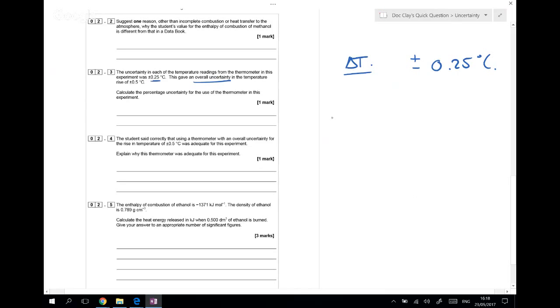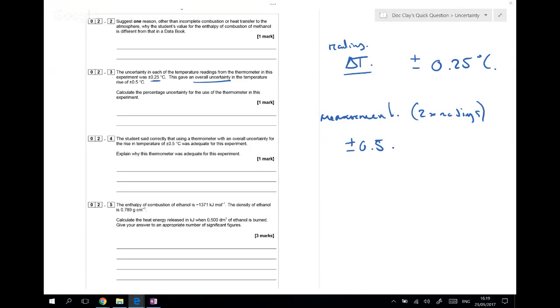So the reason that we're being told that is because this is a reading. To get the measurement, we've had to do 2 readings, and therefore our uncertainty, which we are given in the question, is plus or minus 0.5, and this is then the value that we use to calculate the percentage uncertainty in the experiment.